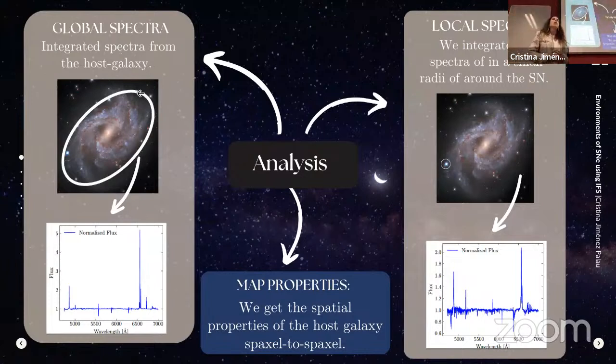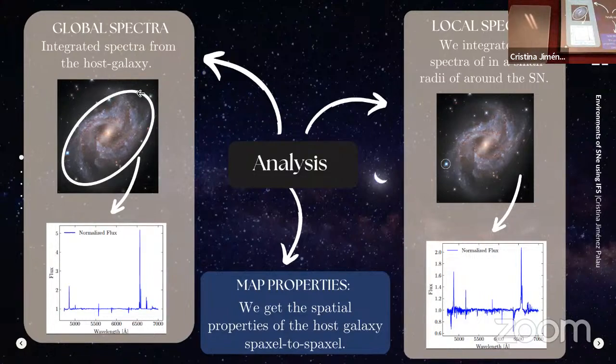So now that I explained the data and the type of observational technique that I use, what am I actually doing? What is my analysis? As I said, we are interested in global and local analysis. So what I do is basically 3 things. First of all, integrate the spectra of the whole galaxy and get one spectrum. This is an example of what I do.